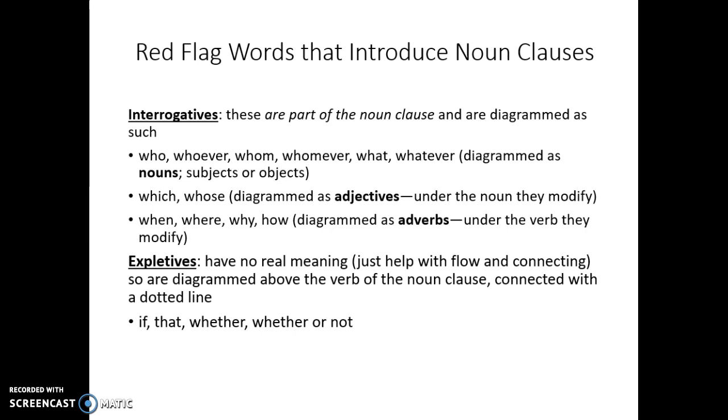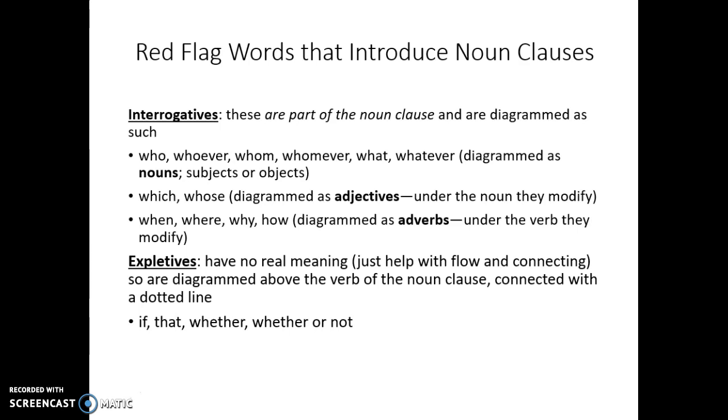Red flag words that introduce noun clauses. Noun clauses don't just magically appear. They're always introduced by one of 2 things. The first is an interrogative. Interrogatives are question words, but in this case, they're not being used to ask questions. They're being used to introduce noun clauses. When a noun clause follows an interrogative, these interrogatives are diagrammed as part of the clause. So they're actually put into the main diagram, as compared to expletives, which we'll get to in a minute.